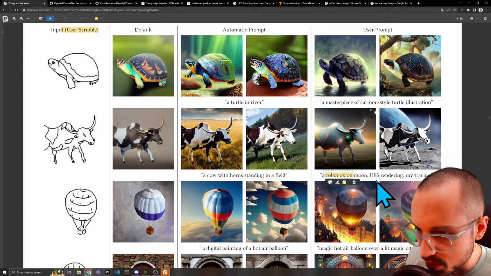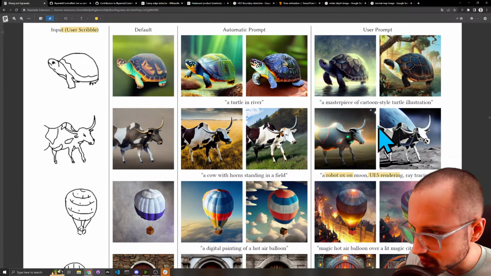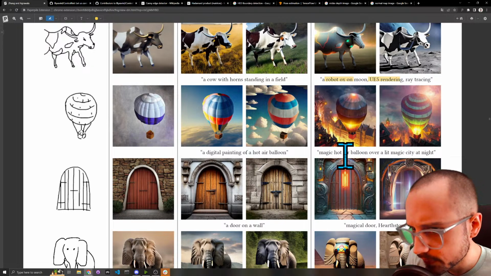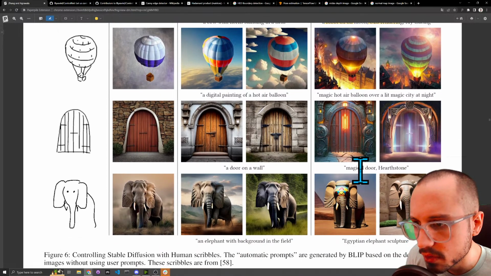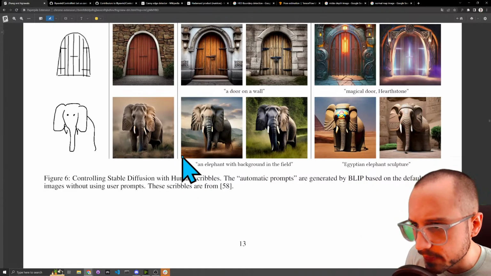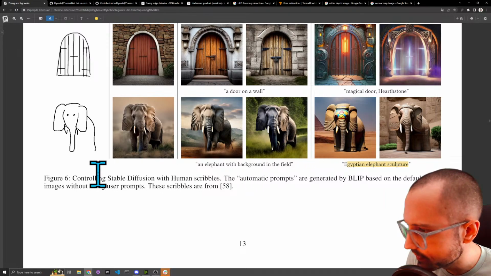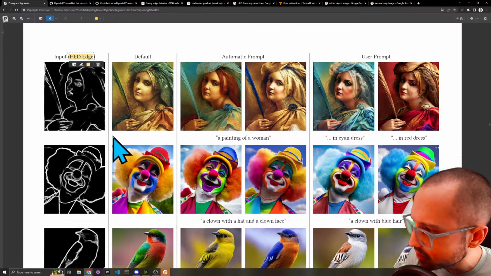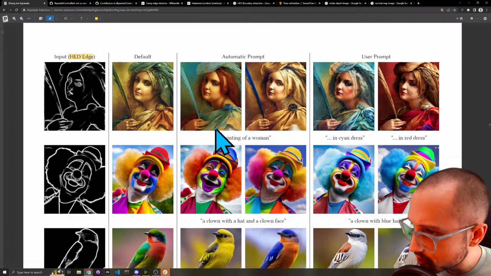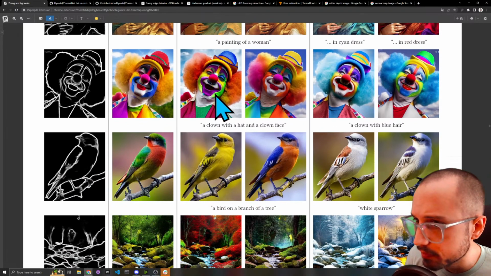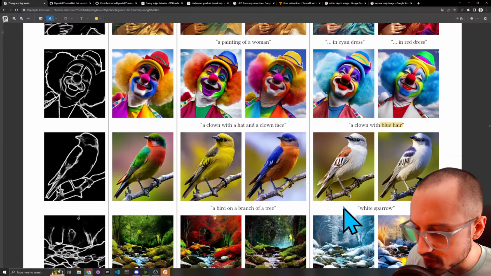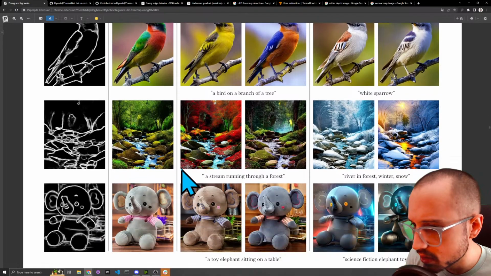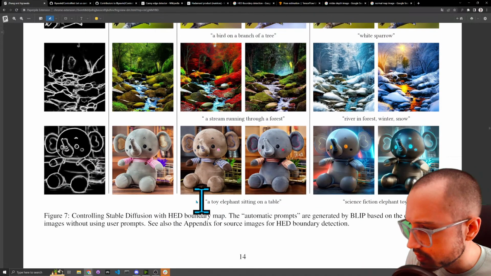Robot ox on the moon, UE5 rendering, ray tracing, you kind of get that weird effect. Egyptian elephant sculpture. Cool, looks like the Sphinx. This is now HED edge. This is a different type of edge detection. Very good at the individual details. Boy elephant sitting on a table.